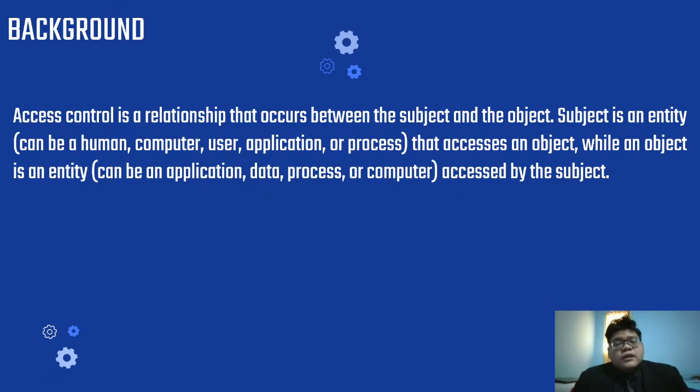Background. Access control is a relationship that occurs between the subject and the object. A subject is an entity, which can be a human, computer, user, application, or process that accesses an object, while an object is an entity, which can be an application, data, process, or computer accessed by the subject. The relationship that occurs between the subject and the object, for example, is a computer user accessing a document file. The user is considered the subject, and the document file is the object that is being accessed.